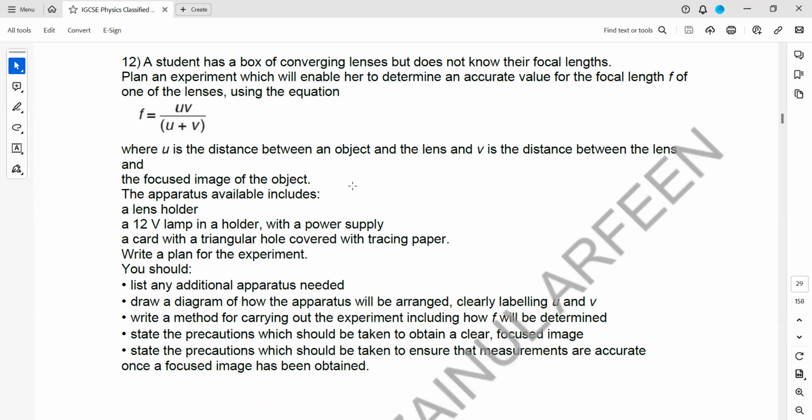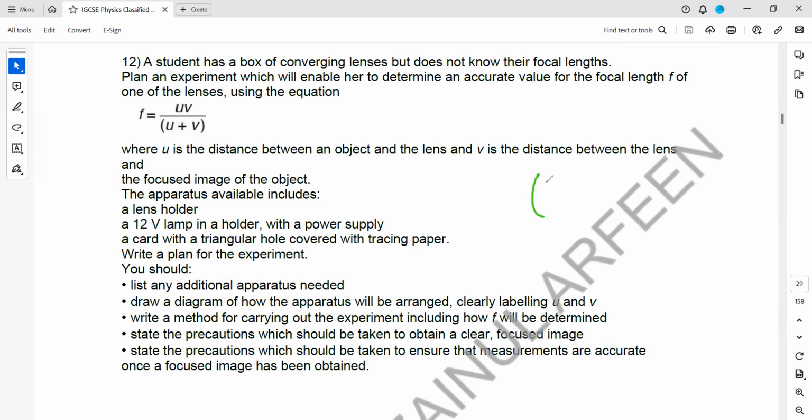A student has a box of converging lenses but does not know their focal length. So the student doesn't know the focal length of the lens. Plan an experiment which will enable her to determine an accurate value of the focal length of one of the lenses using the equation U times V divided by U plus V. What is U and V?